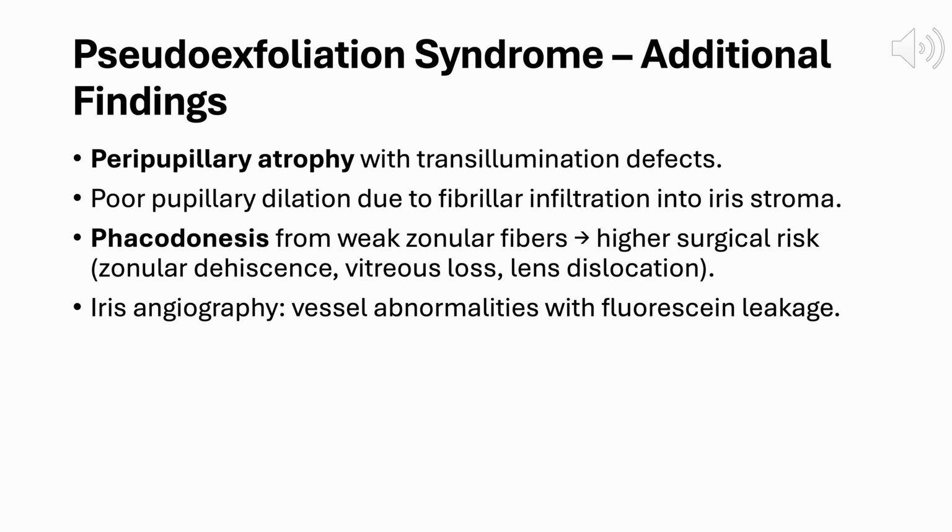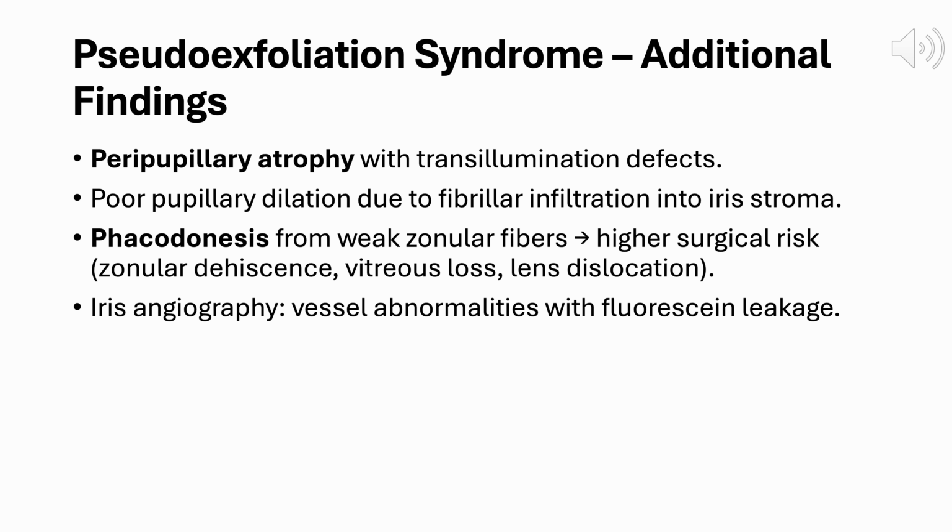Beyond its classic lens findings, pseudoexfoliation syndrome often presents with several additional ocular changes. Peripupillary atrophy is common, producing transillumination defects when light passes through areas of iris tissue loss. Pupillary dilation is frequently poor, as the fibrillar material infiltrates the iris stroma and restricts its movement. Weakness of the zonular fibers can lead to phacodonesis, where the lens trembles with eye movement, signaling a higher risk of surgical complications such as zonular dehiscence, vitreous loss, or even lens dislocation.